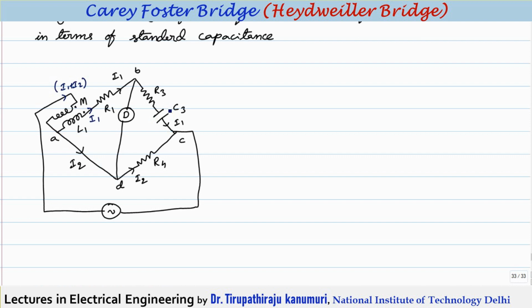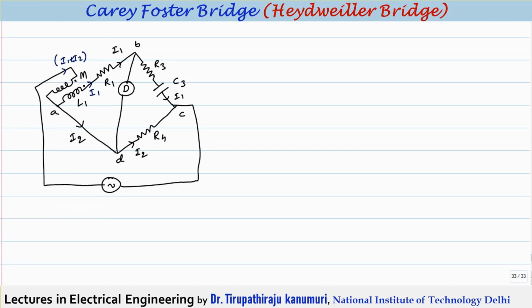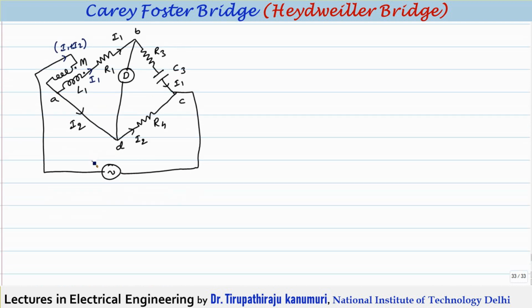Let us try to draw the phasor diagram. Or we can write the balance equation first, then go for the phasor diagram. So let us write the basic balance equations. Under balanced condition, the current coming here will leave here, and similarly whatever current I2 is coming will leave here. Or we can say that the potential difference between points B and D will be 0. That means the voltage between A and B will be equal to the voltage between A and D, and similarly the voltage between B and C will be equal to the voltage between D and C.